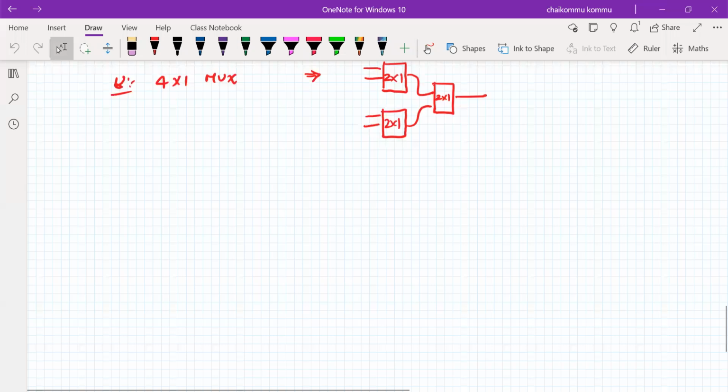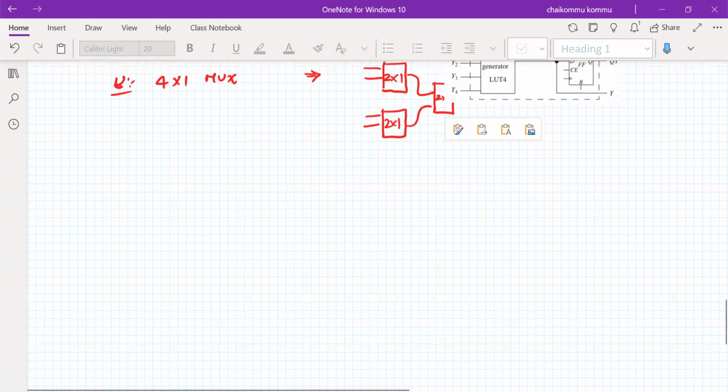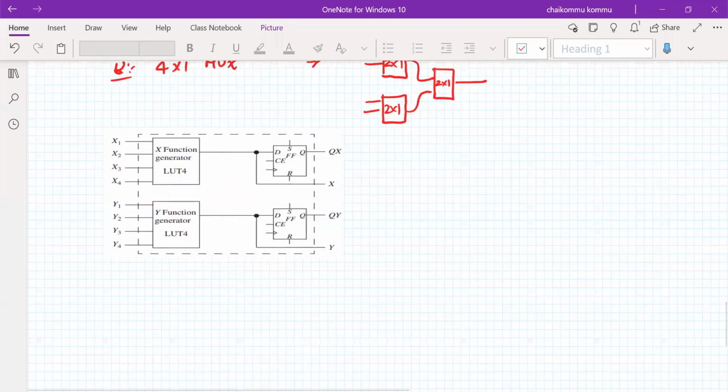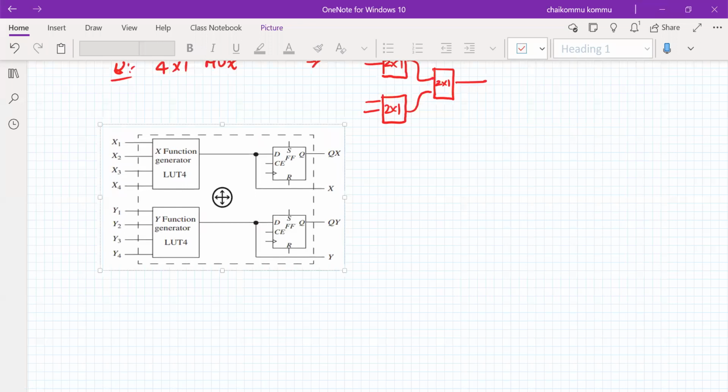First, I want to take that information, copy this one, and go back to this one. This is what you have in your hand. Suppose multiple of these CLBs are available with you. This is the type of CLB you have. One CLB consists of two 4 input lookup tables and memory elements, something like this.